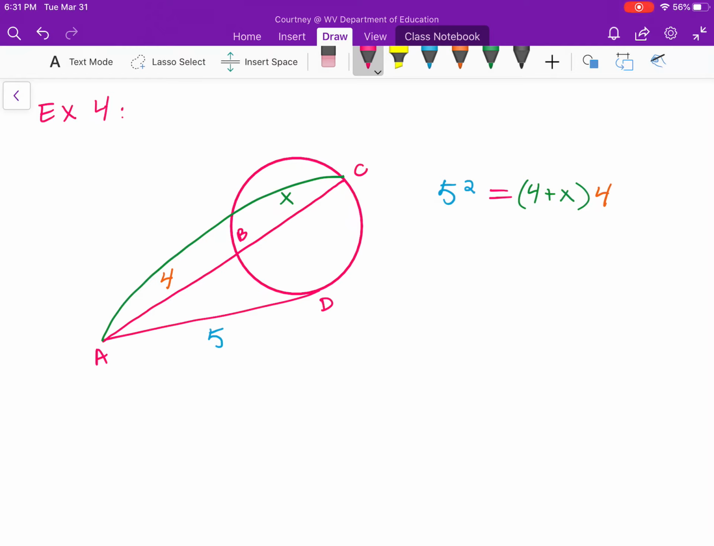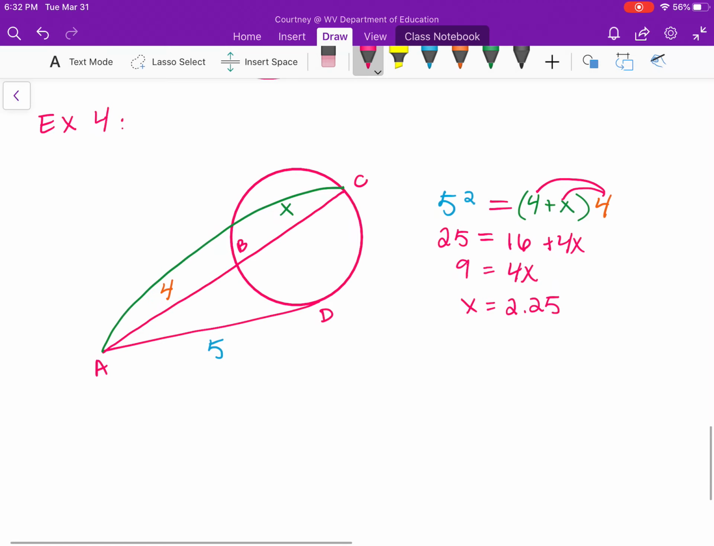Let's simplify that a little bit. 5 squared is 25. Distribute. 4 times 4 is 16. 4 times X, 4X. Subtract 16, we have 9 equals 4X. It's going to be a decimal, 2.25. So X is 2.25.